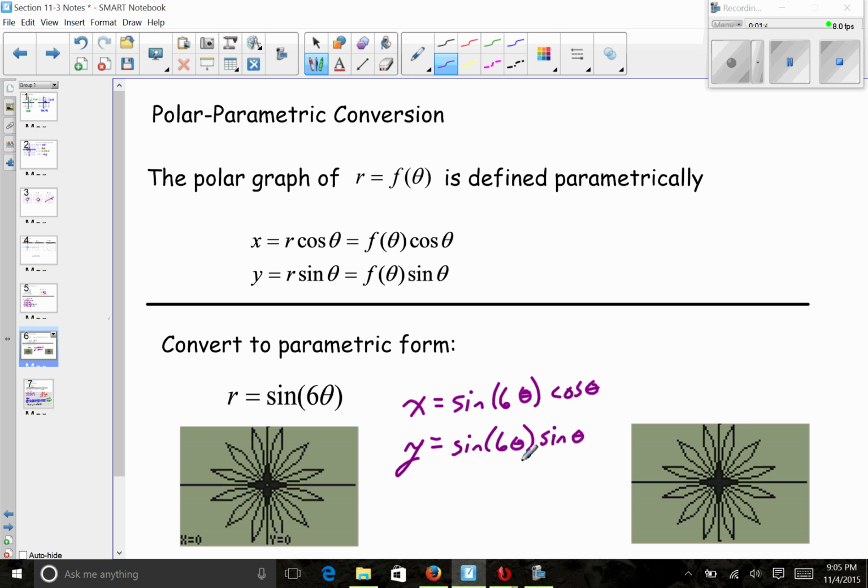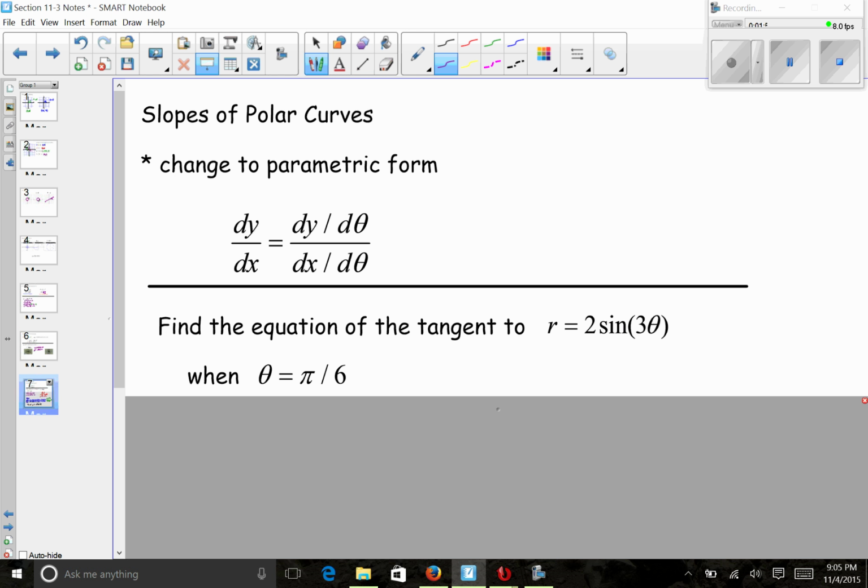But the reason the parametric is easier is that it makes derivatives much easier. If you remember, when we were doing derivatives of parametrics, if y and x were in terms of t, dy/dx would be dy/dt over dx/dt. Well, it's the same idea here. If I change a polar function into a parametric, instead of being with respect to t, it's with respect to theta. So to find dy/dx, I would do dy/d theta over dx/d theta.